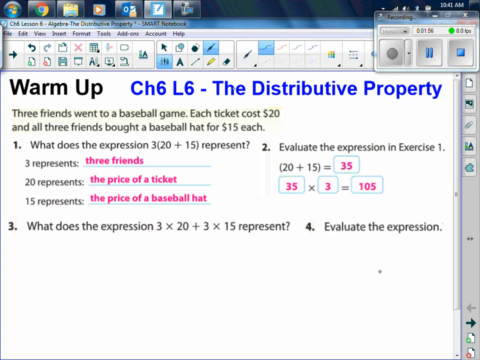So here, when we do this, we're going to take the 3 times 20, we're using our order of operations. 3 times 20 is 60. Plus 3 times 15 is 45. And when we add those together, we get 105. So you see that we got the same amount. Is that clear? All right.